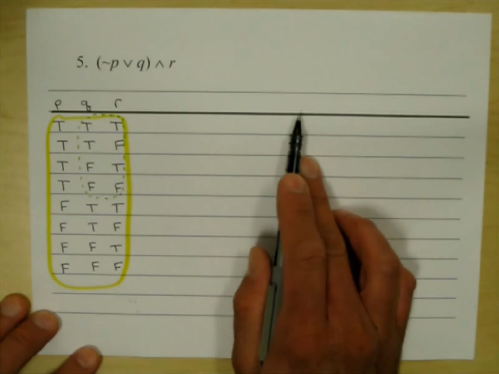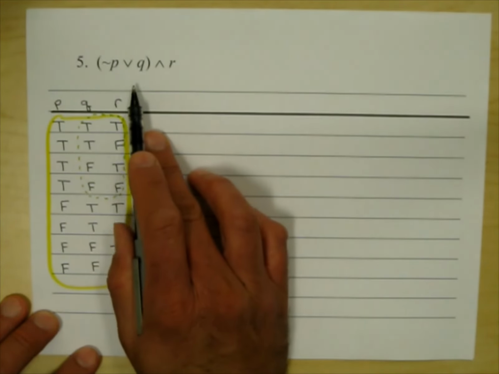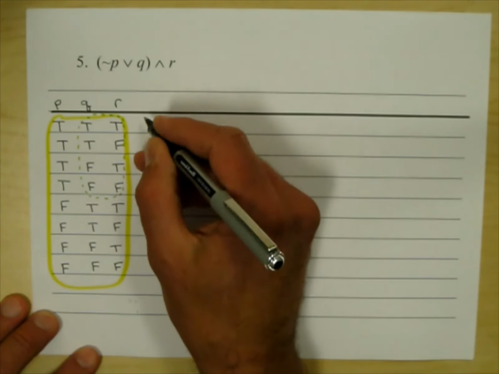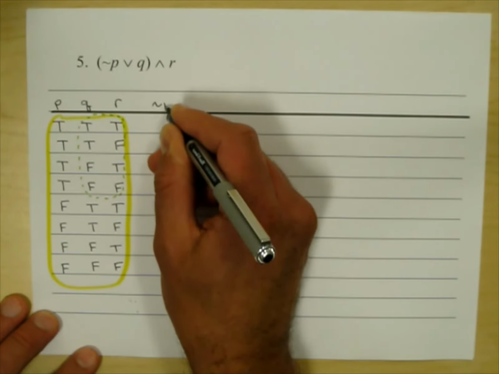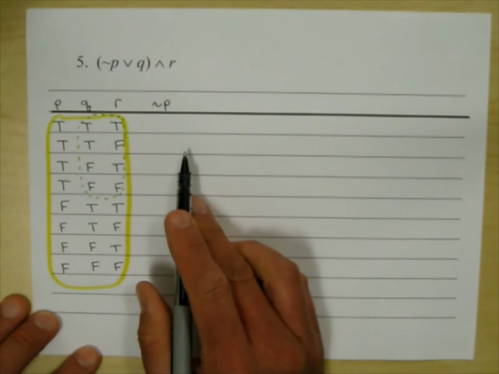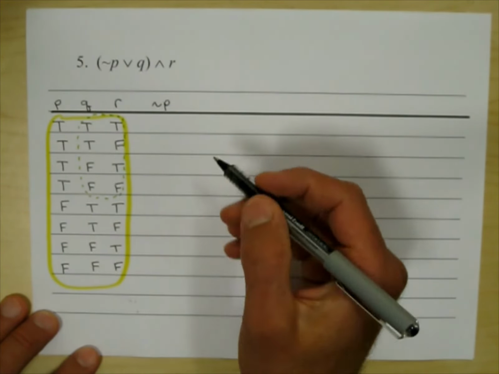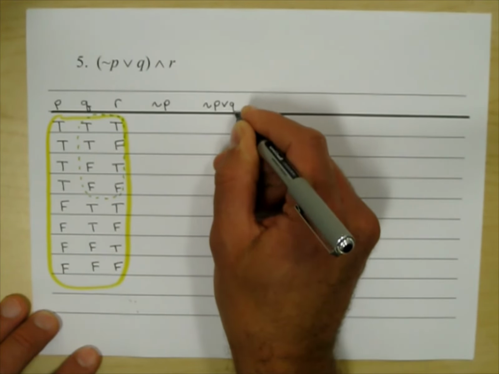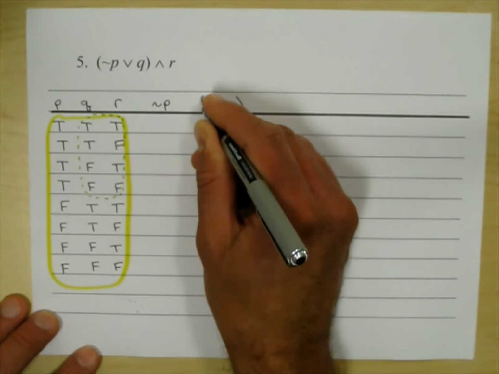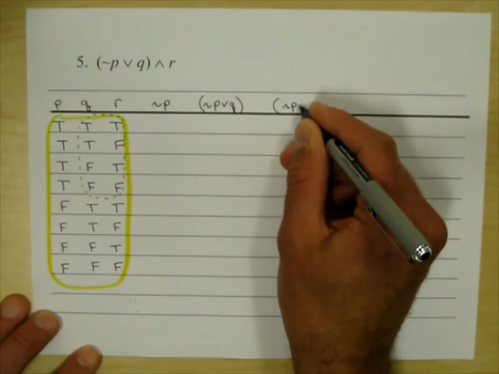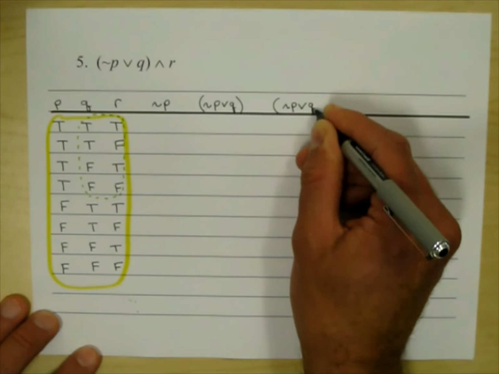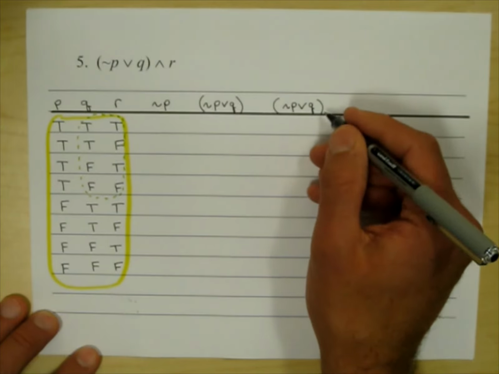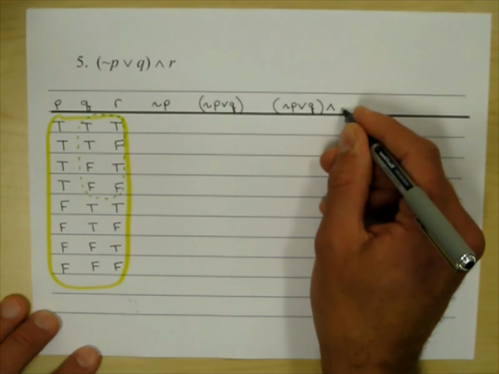Now let's build up our columns. So we do parentheses first. Inside the parentheses we do the negation, not P. Okay, now let's go ahead and put the or. So this is not P or Q, and I'll put the parentheses up. And then the next one is the whole enchilada. So not P or Q, then we have and R.